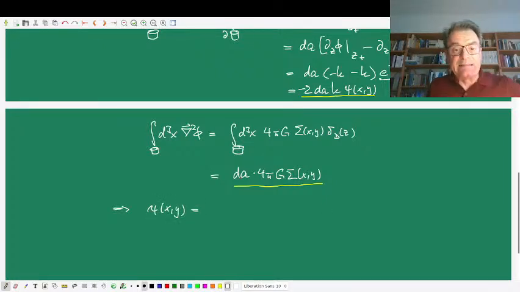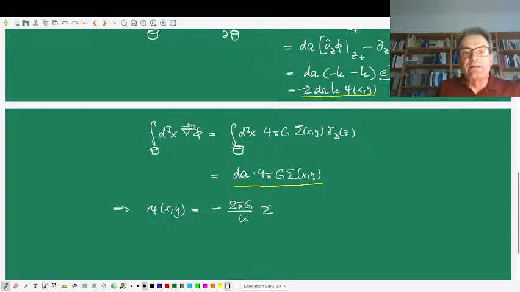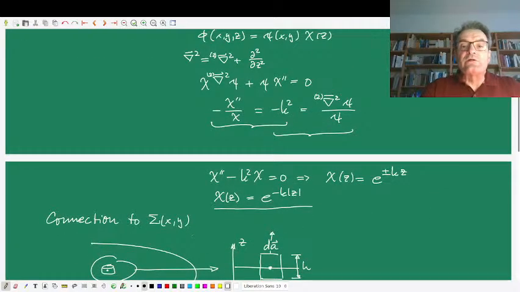psi of x and y, and we are going to need this relation later on, psi of x and y is 4 pi G divided by minus 2k, so this is minus 2 pi G divided by k times sigma, and now I say this is sigma k of x and y. Right, because this will now be the relation between, I call this psi k as well. This will now be the relation between the two-dimensional disk potential psi of x and y, and sigma k, for one fixed value of this constant k here.